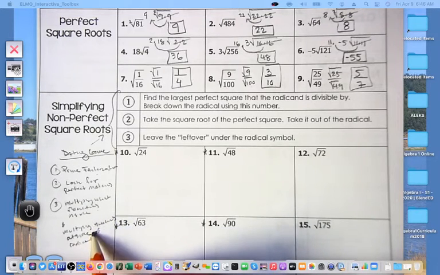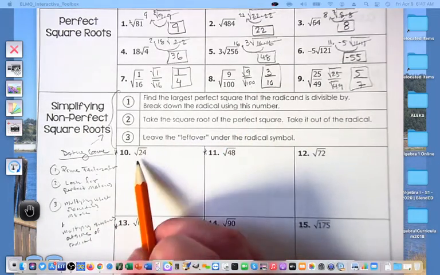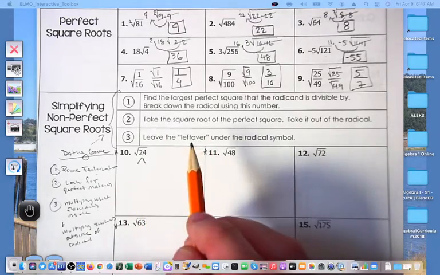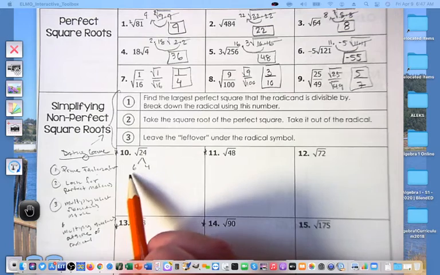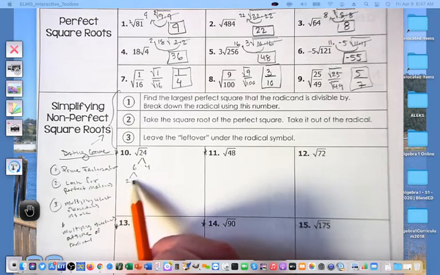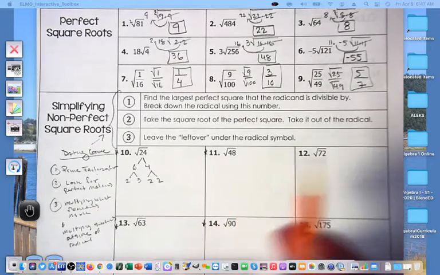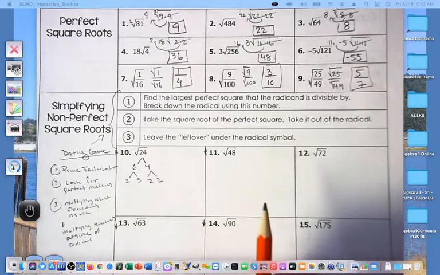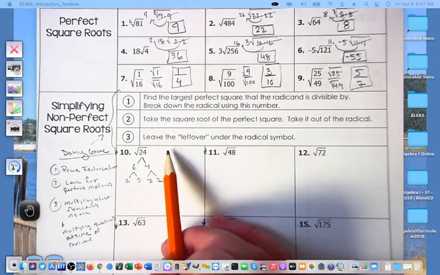Any numbers on the outside will multiply the way we did up here. So let's just go through this process. First, I'm going to do the prime factorization of 24. 24 breaks down into 6 times 4. Neither of those are prime. 6 breaks down into 2 times 3. 4 breaks down into 2 times 2. And now we have 4 prime numbers multiplied together equal 24. So let's see what we can do with that.